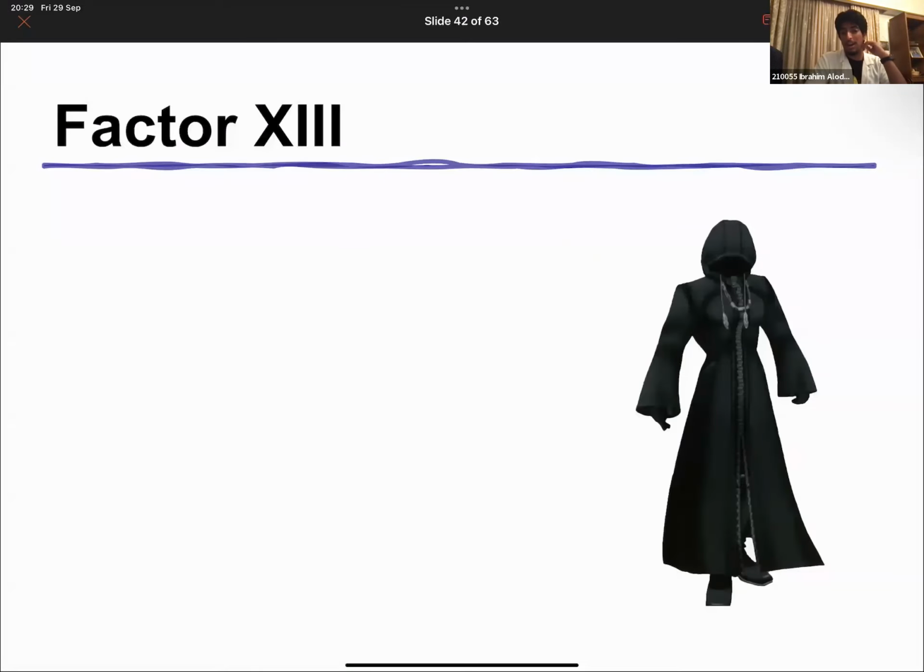Factor 13. Whoever can tell me what game this character is from, I'll buy them a cookie after the foundation final exam. Don't search it. Not Final Fantasy VII. Same company though.